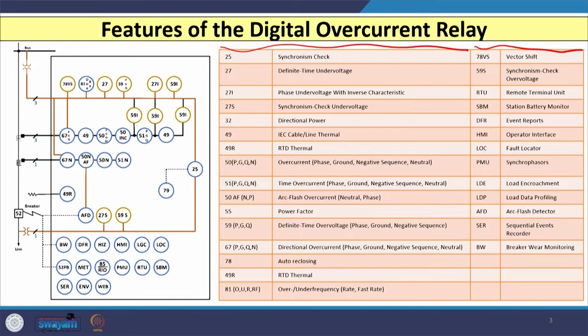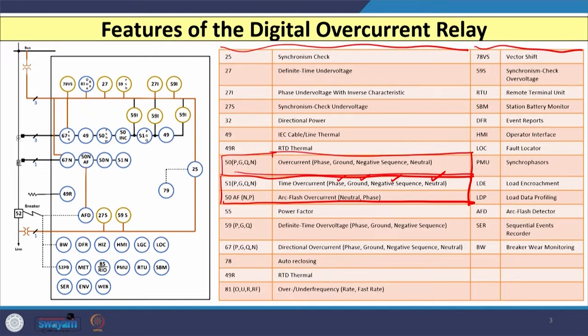If we compare with the digital relay which we have discussed for power transformer and some other equipment, we can see that the features 51 and 50 are related to overcurrent. 50 is instantaneous in nature, and 51 is time overcurrent, and these can be given for phase, for ground, for negative sequence and for neutral. So, 51 is for time overcurrent, and 50 is for the instantaneous feature. That means, when we want instantaneous operation of the overcurrent relay, whether it is working on phase, ground, negative sequence or neutral, these features are also available in the digital overcurrent relay.